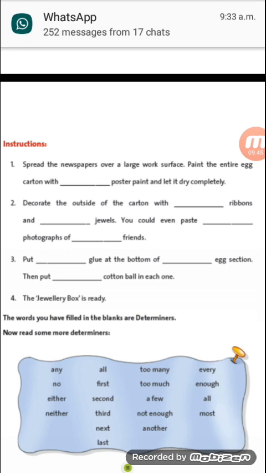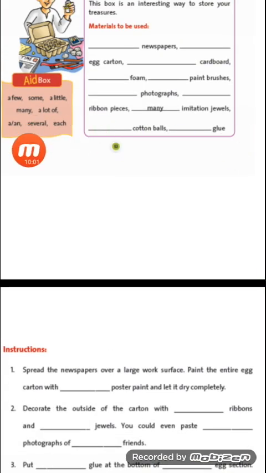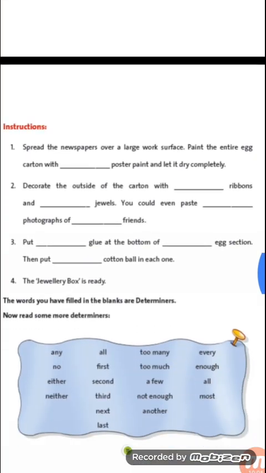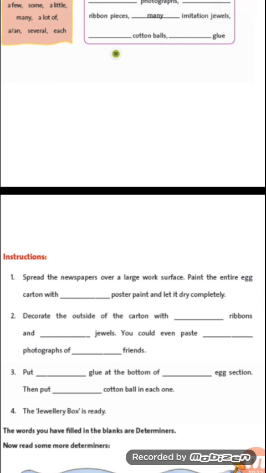So we have used a few ribbons previously, so we will use here a few ribbons and many jewels as they have given there. Then you could even paste several photographs we have used in our previous exercise here, students. Several photographs, so we will use these here also. So try to complete it yourself now, because what we are filling in these blanks, what we have filled here in these along with these nouns. So we will use these here in these blanks also.